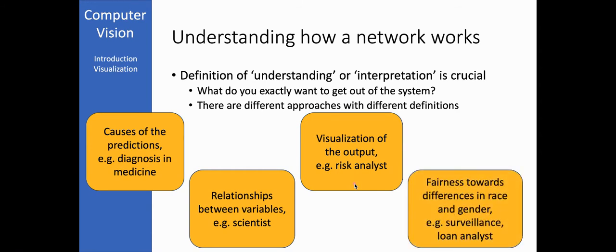If I'm actually creating an algorithm for surveillance, or I'm a loan analyst, I'm trying to figure out how much loan should I give to a person so to predict the credit score, then I might be actually interested in interpreting a neural network such that it's fair towards differences in race and gender, right? I might be actually interested in that understanding. I want to understand that the neural network actually does not favor certain genders, does not favor certain race, while, for example, assigning credit scores. So it's really the case that understanding a neural network or interpretation is really depending on the task.